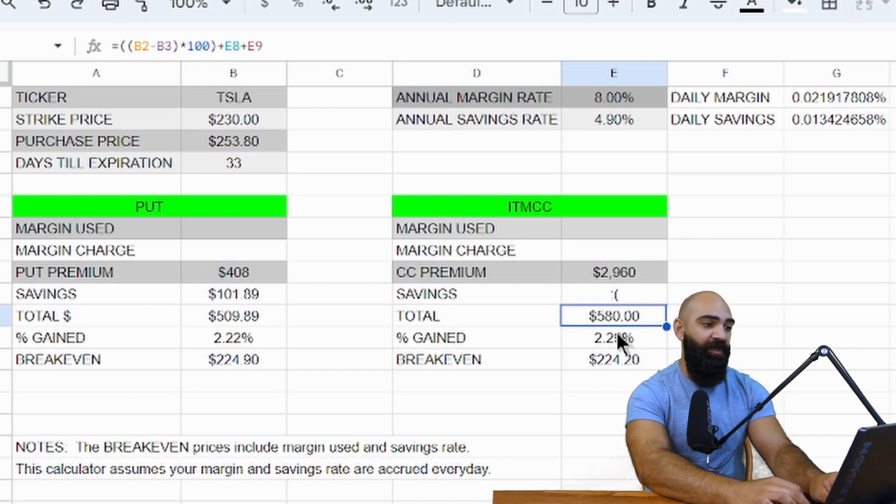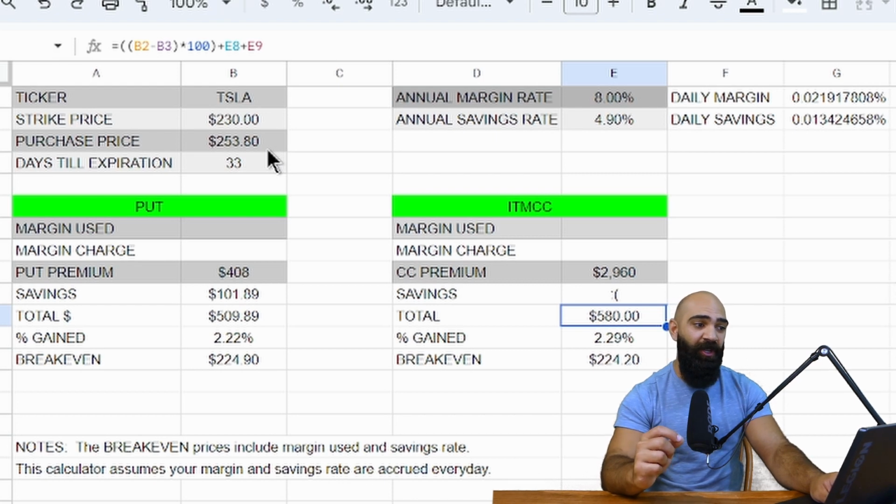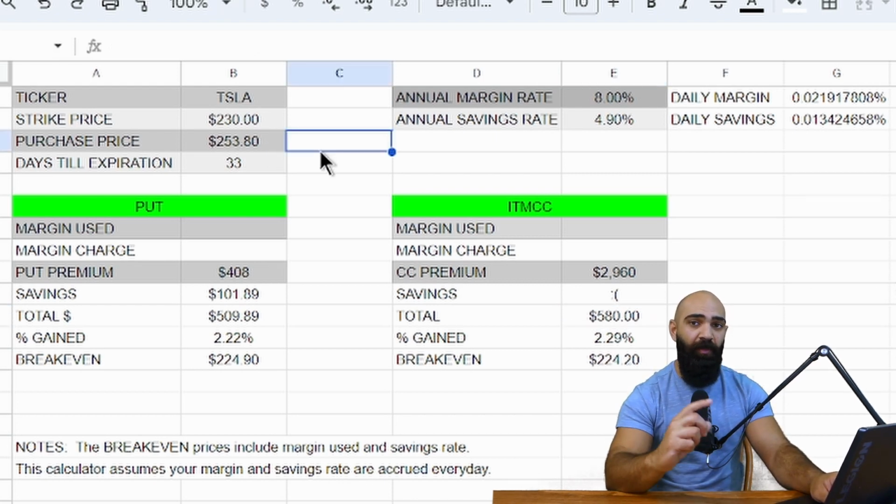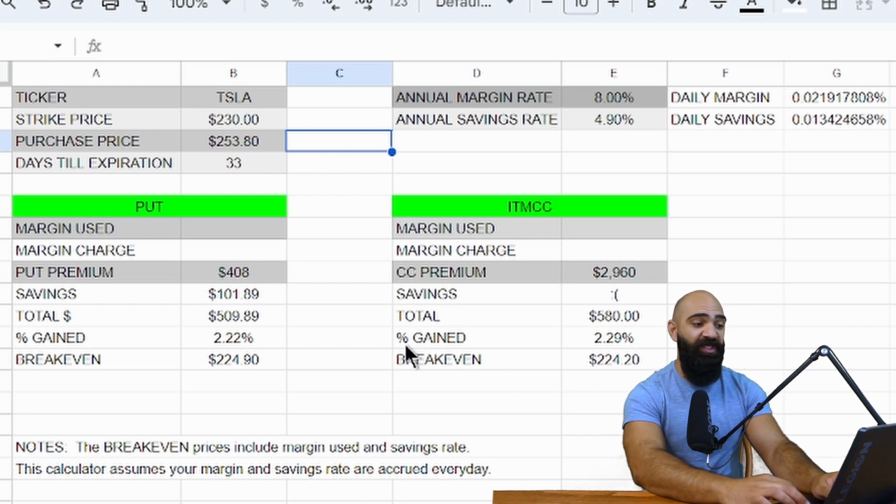Now I divided this by the purchase price because we are putting up $25,380 instead of $23,000 because you are purchasing the stock. So more is on the table because that's your purchase price. That's how much money you put up. So with this Tesla example, it is technically better to sell the in the money covered call.